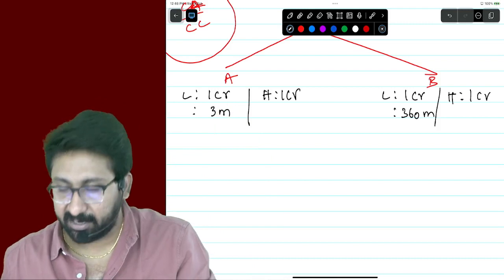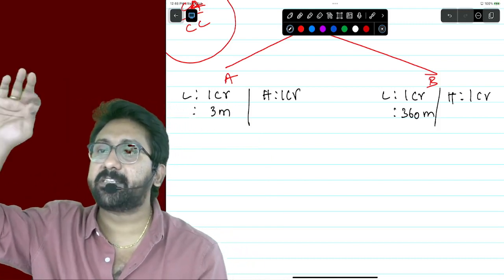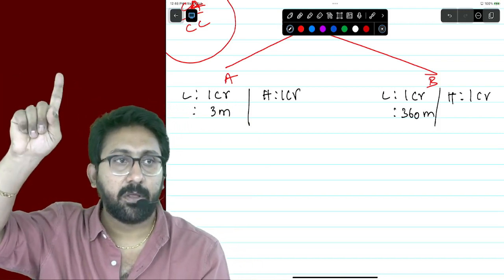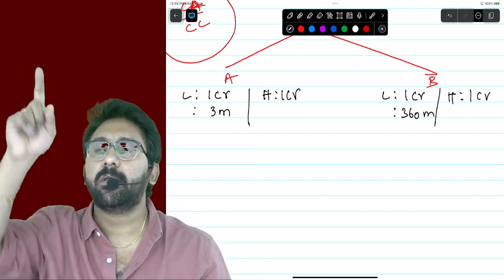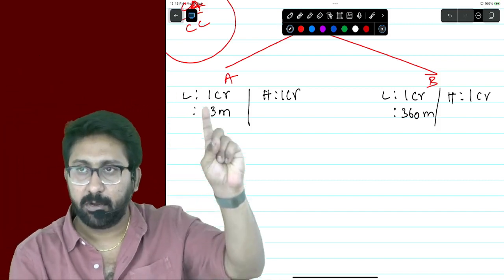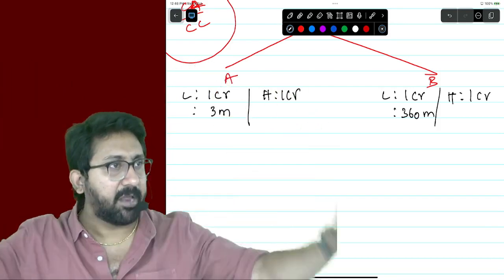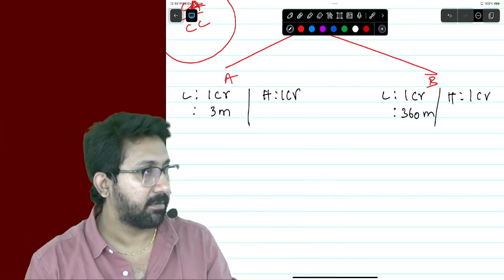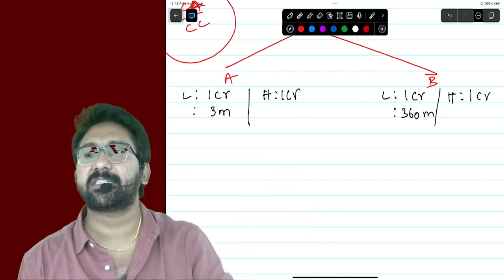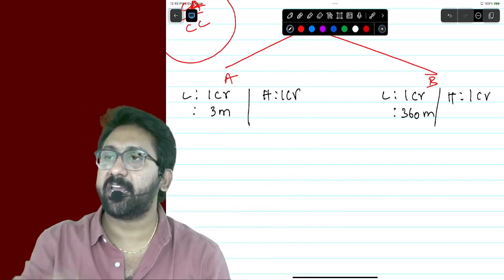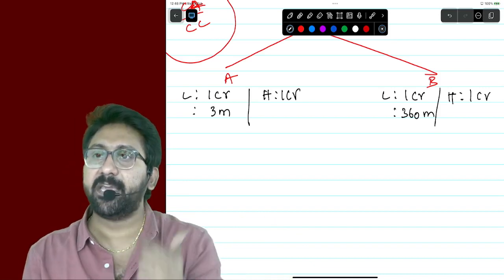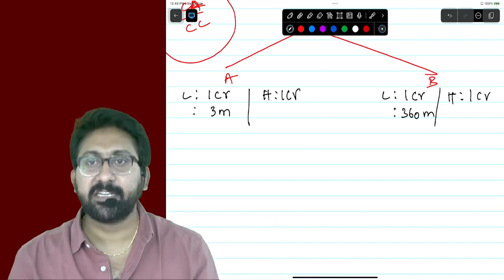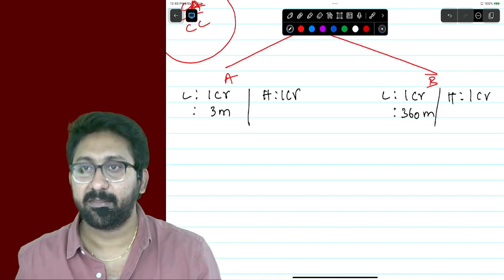Now you answer. A purchased a house worth how much? 1 crore. B purchased a house worth how much? 1 crore. Both purchased the same type of house, identical. Second one. How much loan has A taken? 1 crore. B has taken? 1 crore. How many months has A taken? 3 months. How many has B taken? 360 months. What is the difference between A and B?